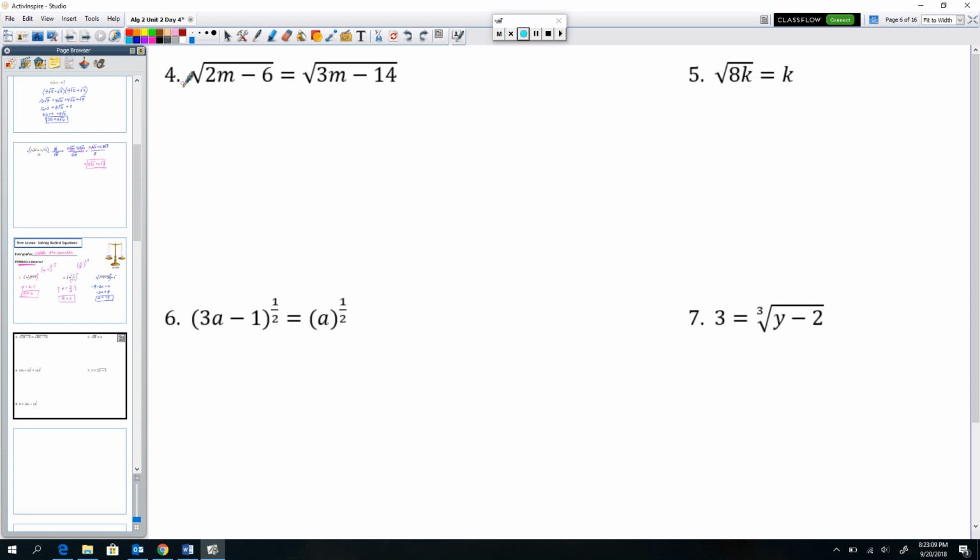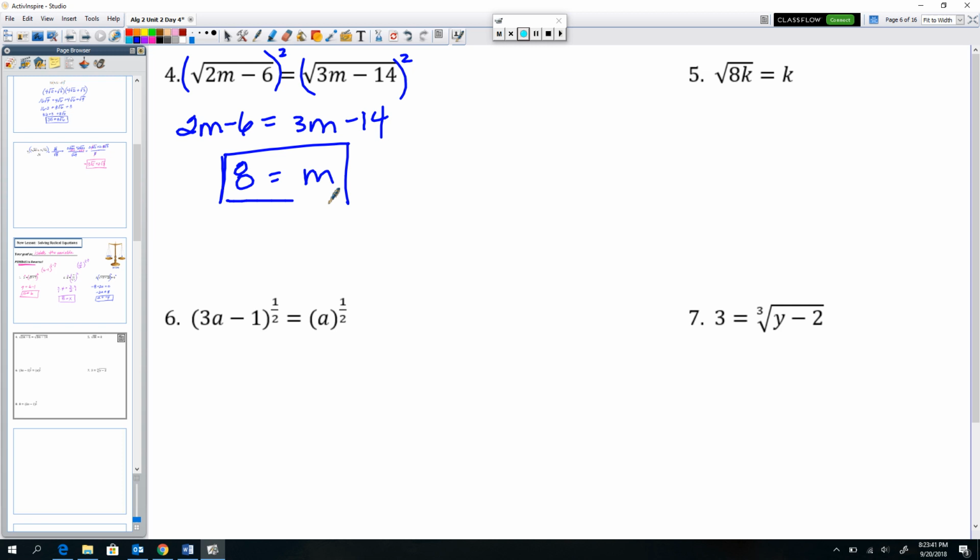Now this guy, don't panic, same plan. To get rid of this radical, I'm going to square it. Whatever I do to the left, I do to the right, which is super convenient, because now I'm left with 2m minus 6 equals 3m minus 14. Super convenient. Now I just combine like terms and solve. Subtract 2m from both sides. Add 14 to both sides. m is 8. If you were to plug 8 in here for m and here for m, you will get a true statement. So we've done it correctly.